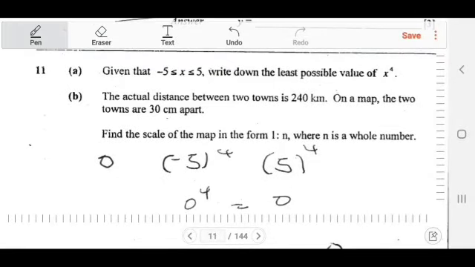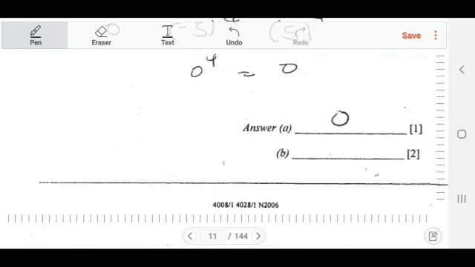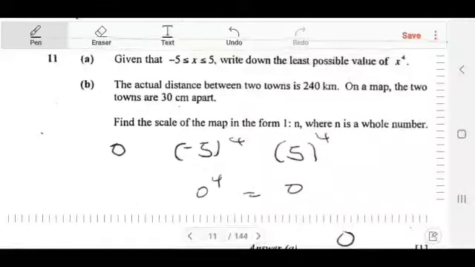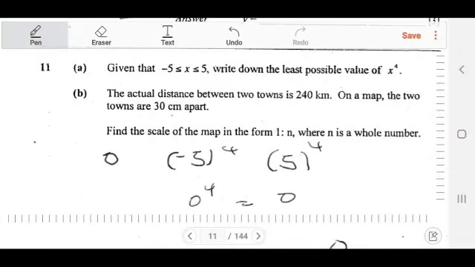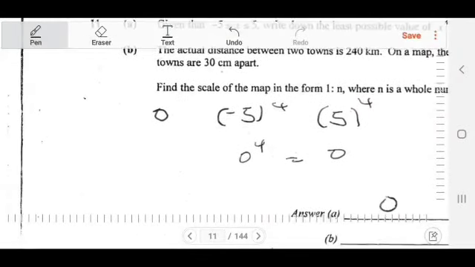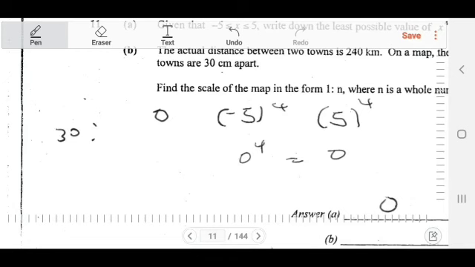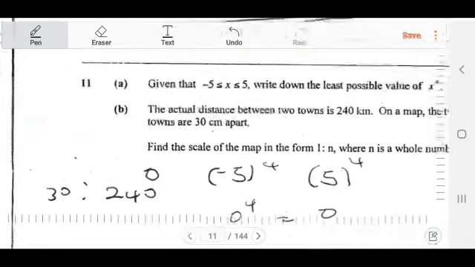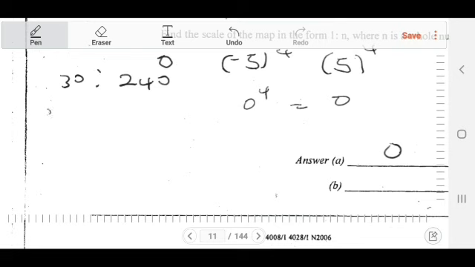And then B, the actual distance between two towns is 240 kilometers. On a map, the two towns are 30 centimeters apart. Find the scale of the map in the form 1:n, where n is a whole number. Okay, so we're saying that 30 is to 240. Let's make them into the same unit.